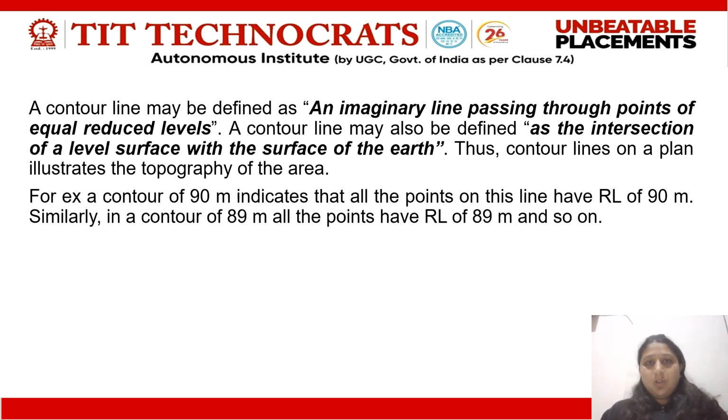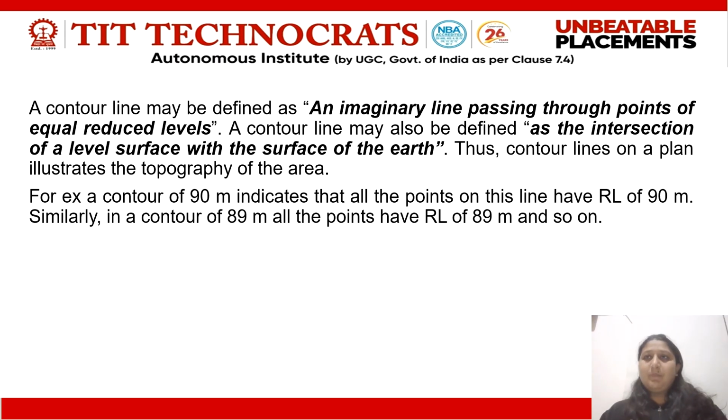Before starting with the contour line, I would like to revise a point we studied in a previous class, that is, what is reduced level. The height or elevation of a certain point on Earth's surface in comparison to the datum line or the mean sea level is your reduced level. So what exactly is a contour line? It is an imaginary line passing through points of equal reduced level.